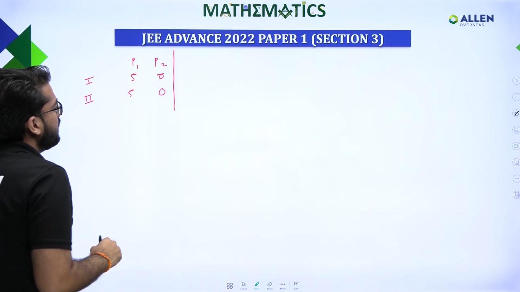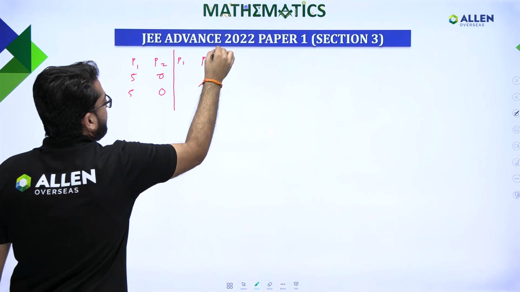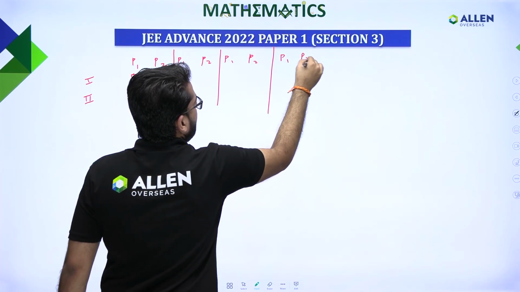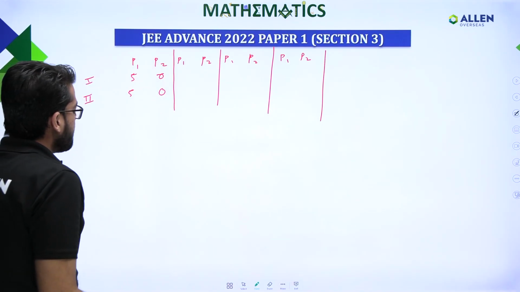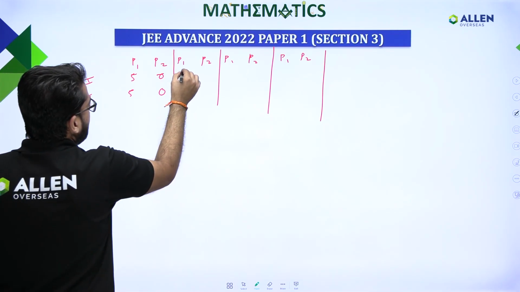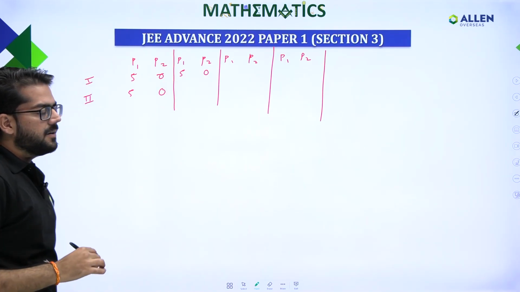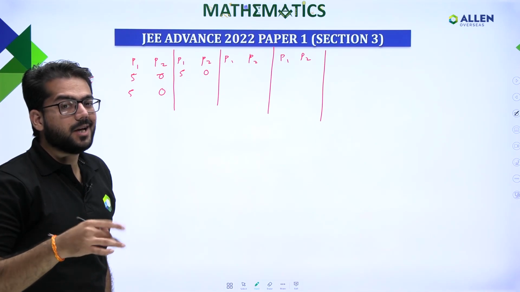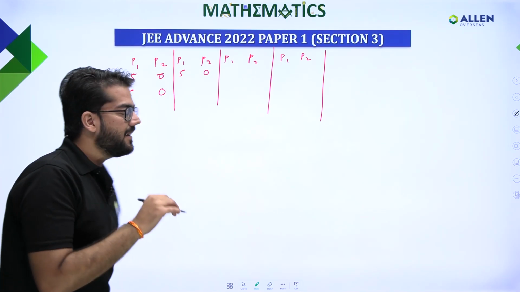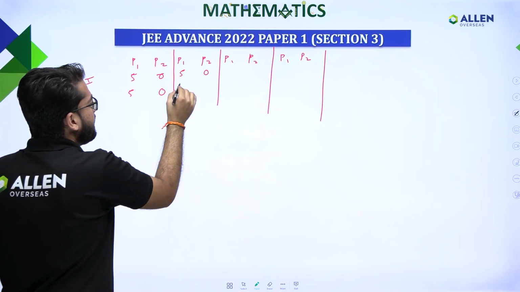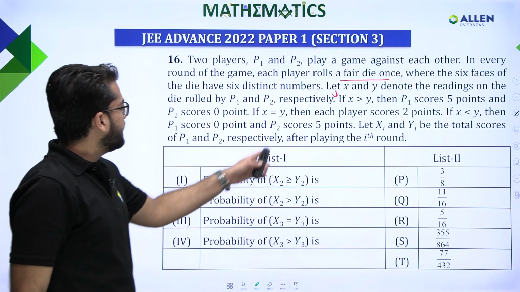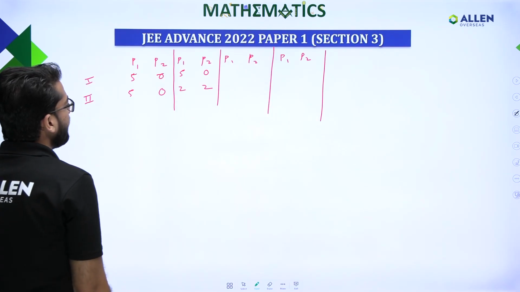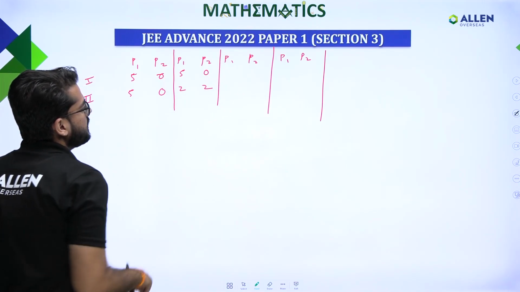And now the second one. I want to write P1 and P2 again and again here. For the next P1 and P2, again we can write P1 5 and P2 0. But what about the second possibility? Maybe it will be a tie, right? In case of a tie, that means X equals Y, so we have 2 and 2, because it is given in this question that when X equals Y, both players score 2 points. Now the same thing for the third one, P1 and P2.